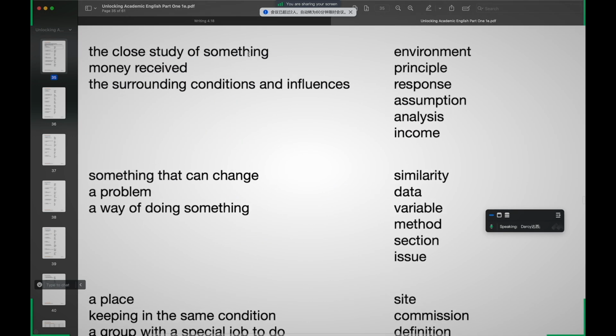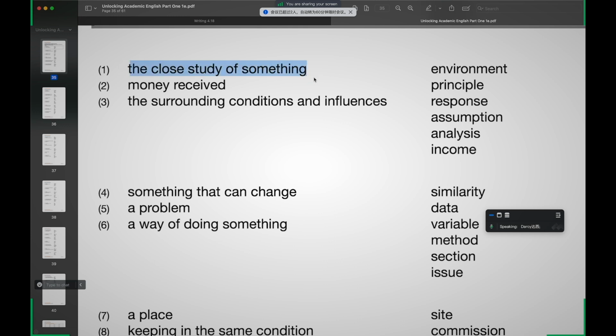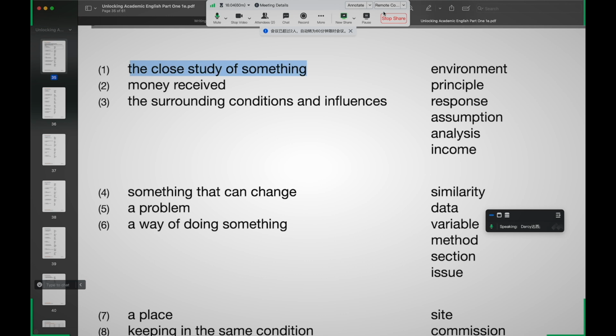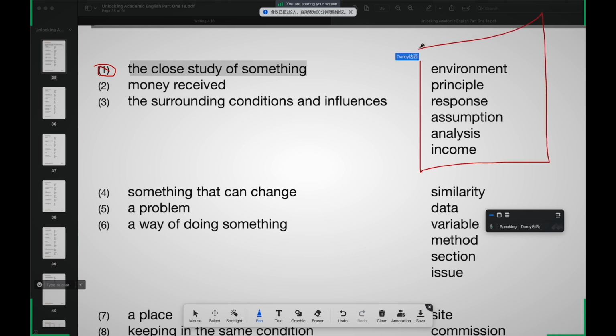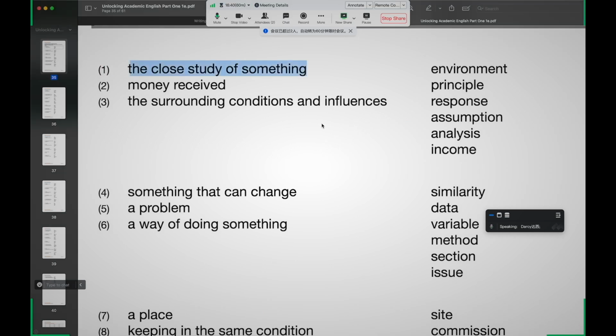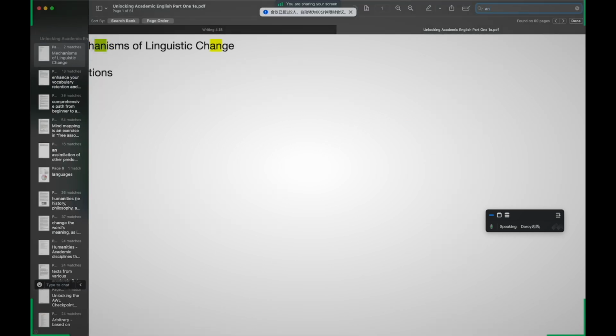So if we look here, the close study of something, right? This is like a general definition. On this side, you have 6 words, right? What is the best possible match for this word here, of this definition here? Looking at these words here. It's this one, analysis. Analysis, yeah. Let's go to analysis.